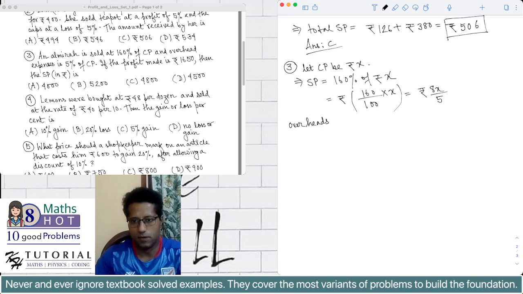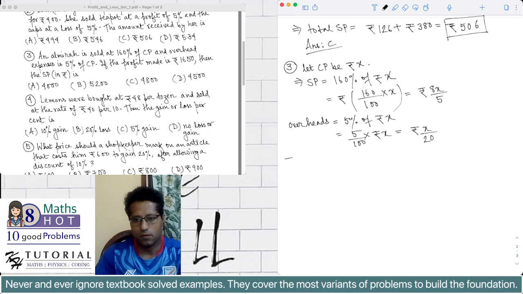Okay, so overheads is equal to 5% of CP. So 5% of rupees X, which is equal to 5 by 100 multiplied by rupees X. After simplification, this is rupees X by 20. So overall total cost price: when there is an overhead cost, the effective cost price becomes the actual cost price plus the overheads. So total cost price is equal to CP plus overheads.